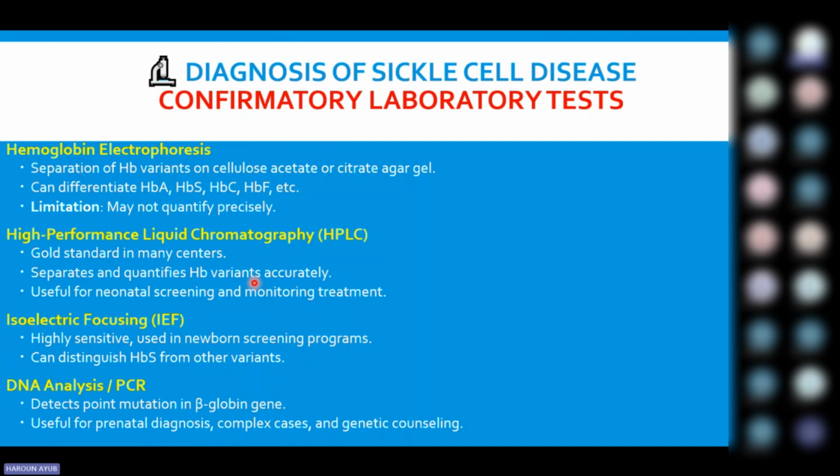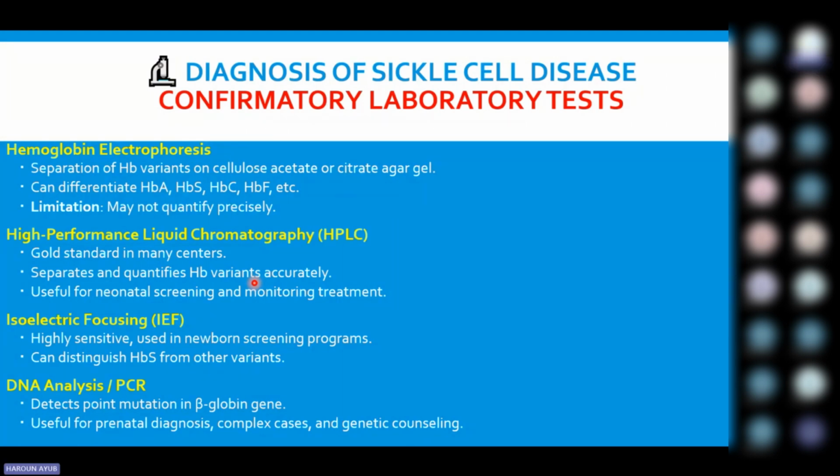This involves separation of Hb variants on cellulose acetate or citrate agar gel. It differentiates HbA, S, C, and F disease. Sometimes the limitation is that we may not quantify precisely, especially if we are using the cellulose acetate kind of testing. We have the HPLC, the gold standard in many centers, which separates and quantifies Hb variants accurately, and is useful in neonatal screening and monitoring of treatment.